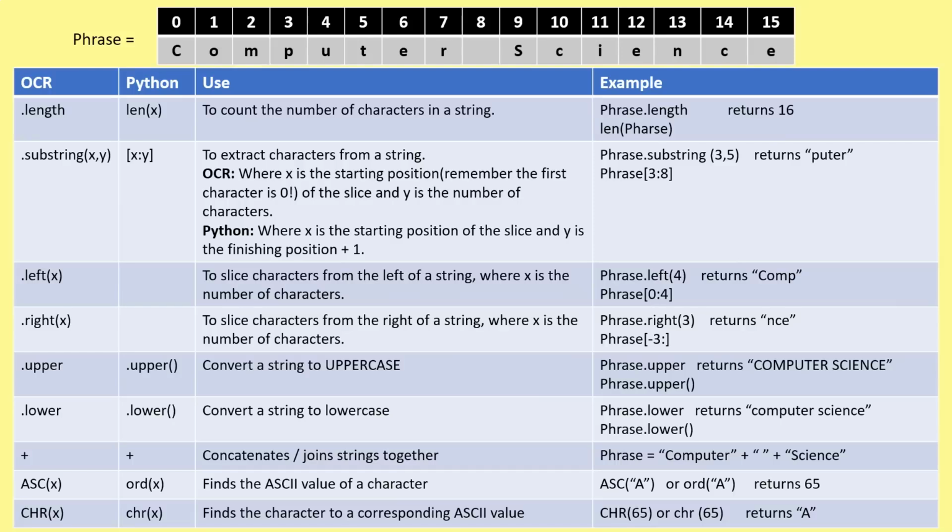For example, ASC or ORD A will give me 65, because 65 is the ASCII value for the capital A. I can also take an ASCII value and convert that back to the original character by using CHR, short for character. And that's capitalized in OCR or lowercase in Python. CHR 65 would return capital A.